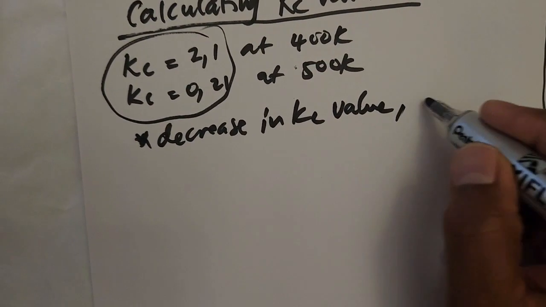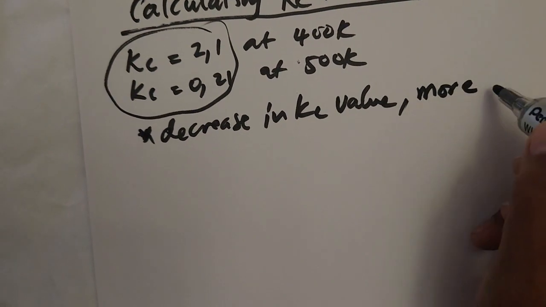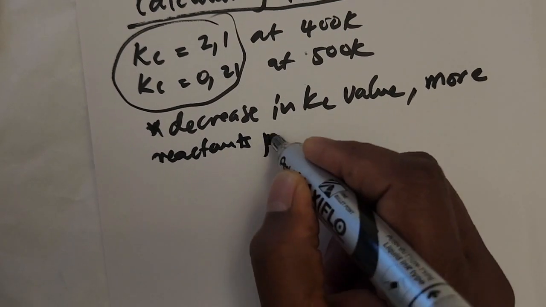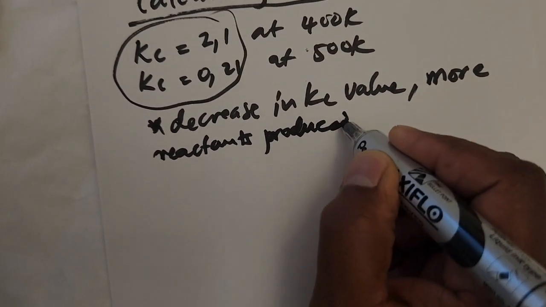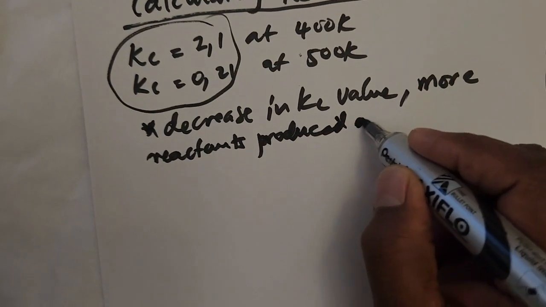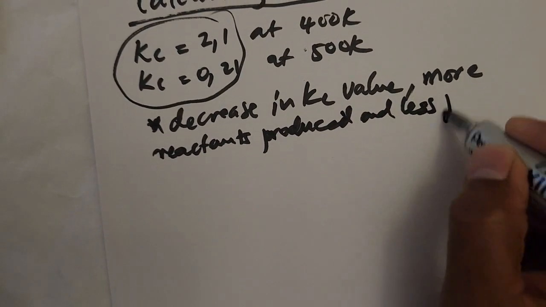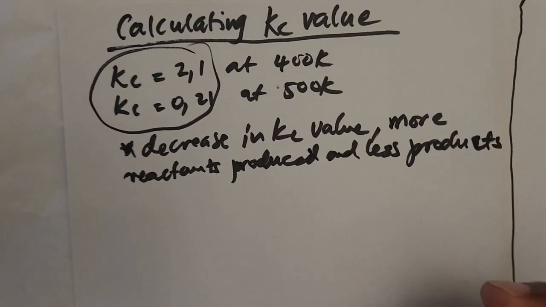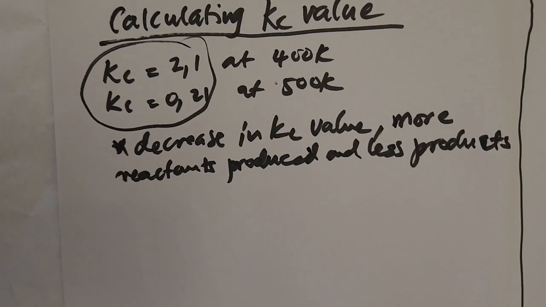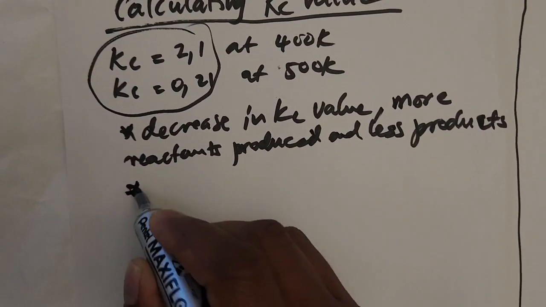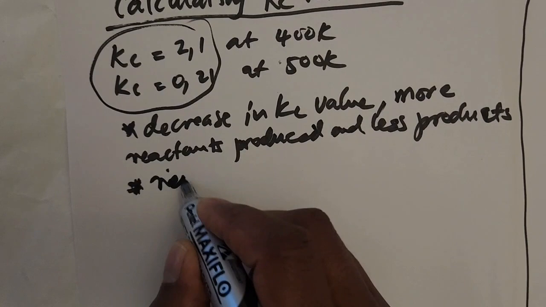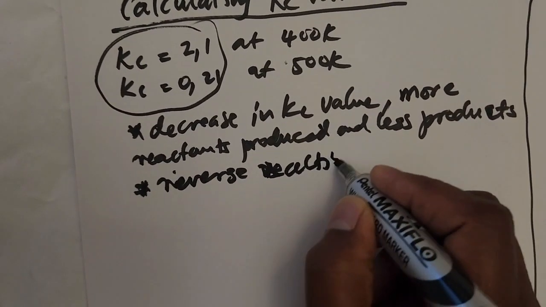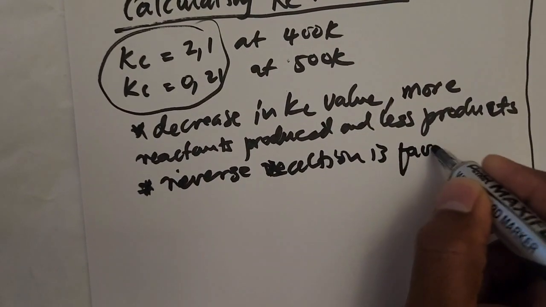implies that more reactants produced and less products, or the concentration of the reactants is greater than that of the products. Therefore, according to that, it means that now the reverse reaction is favored. Reverse reaction is favored. Second mark.